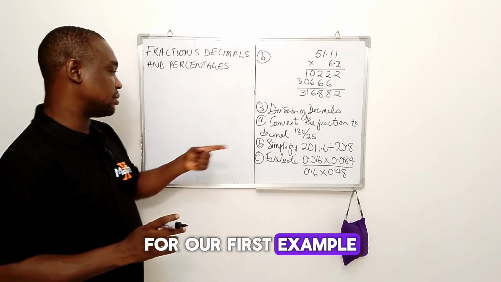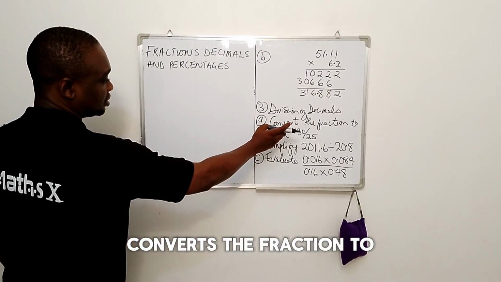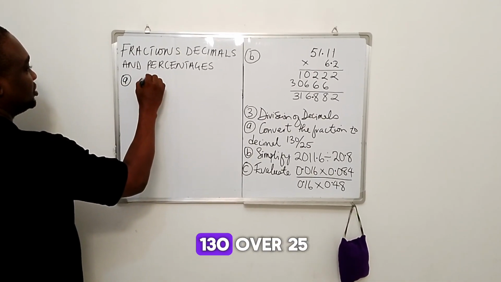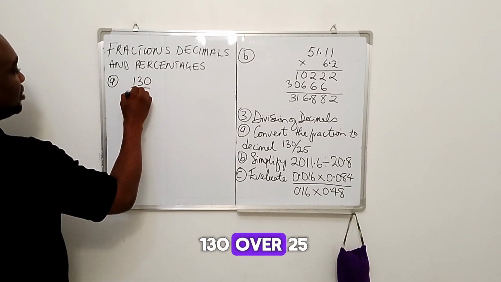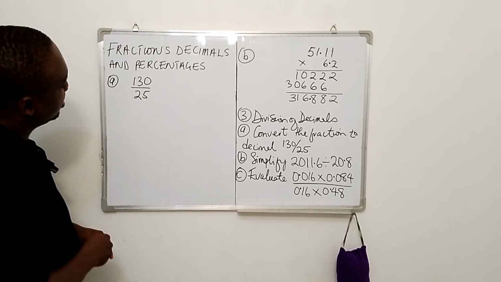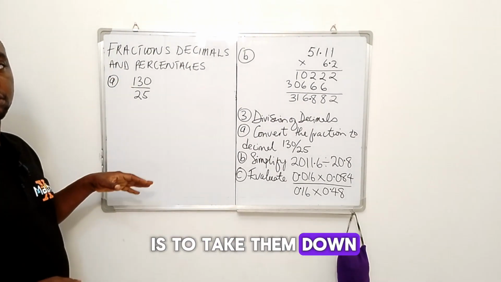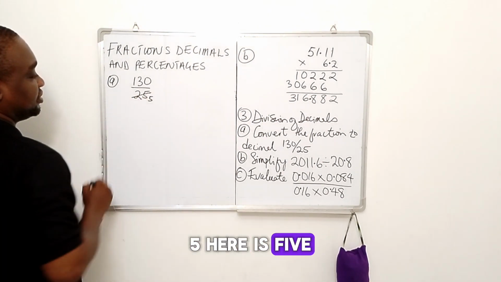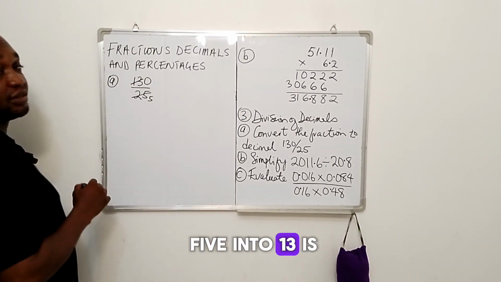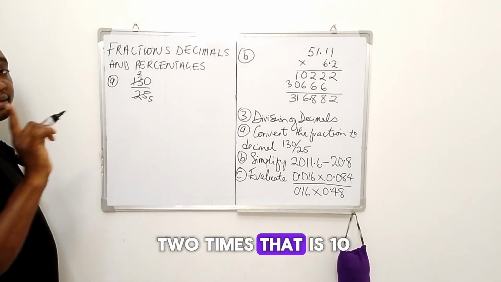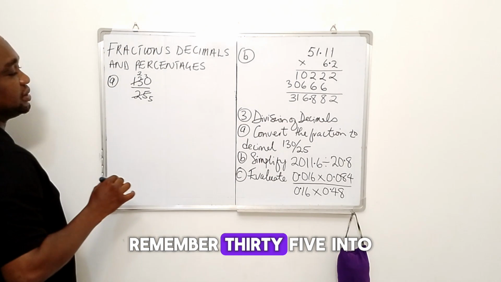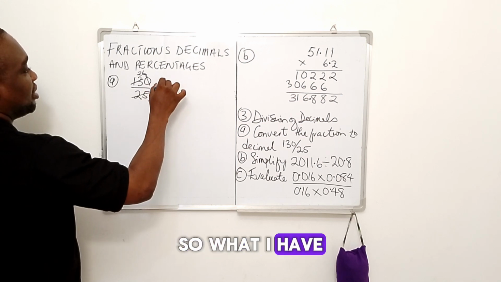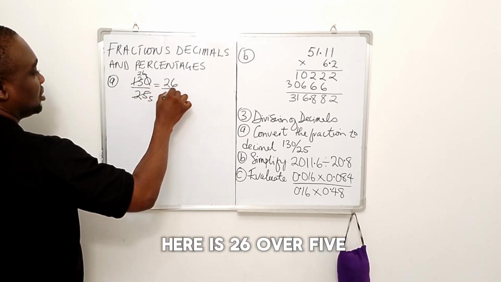So for our first example, convert the fraction to a decimal, and the fraction is 130 over 25. For me, the first thing I would do is to take them down, as in cancel, using 5. 5 into 13 is 2 times. That is 10. Remainder 30. 5 into 30 is 6. So what I have here is 26 over 5.